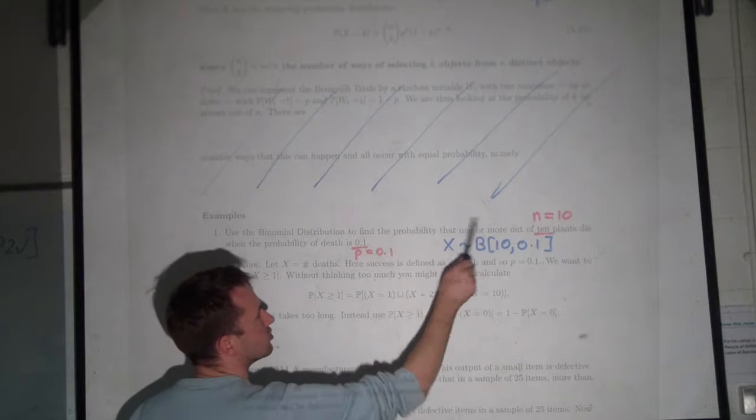So if success is death, p is equal to 0.1. Using the notation above, where X is the number of deaths, X is a binomial distribution: you have 10 things on trial, and the probability of success is 0.1. Sometimes I write BIN, B is okay. So we let X be the number of deaths, the number of successes. Here success is defined as a death, and the probability of success is 0.1. We want to find the probability that 1 or more out of 10 die.